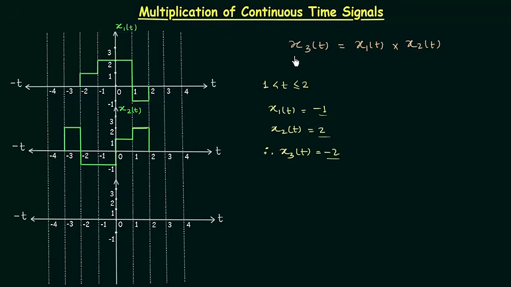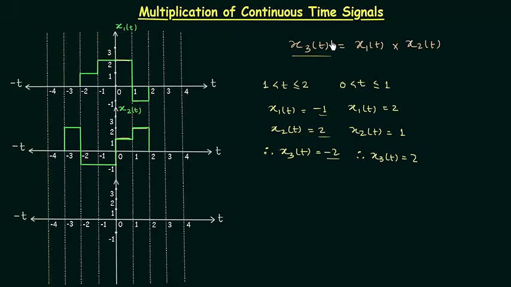Now we will find the resultant signal x3(t) when time t is less than or equal to 1 but greater than 0. During this time interval, signal x1(t) is equal to 2 and signal x2(t) is equal to 1. Therefore, x3(t) is equal to 2.